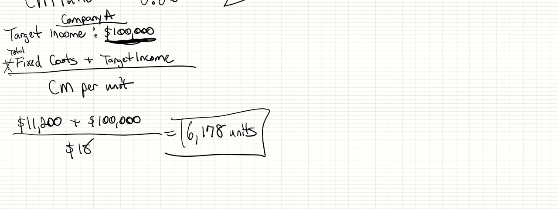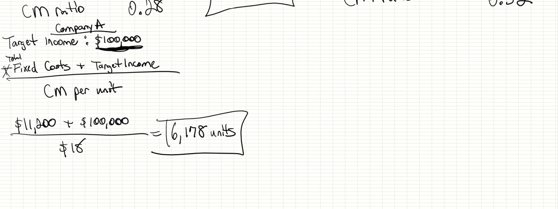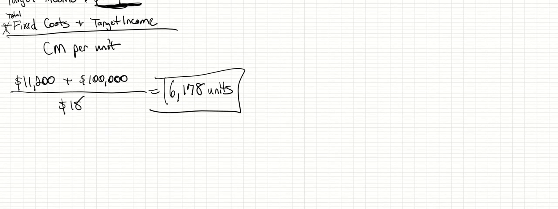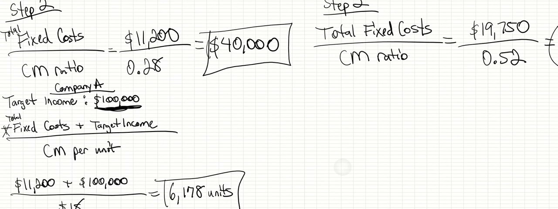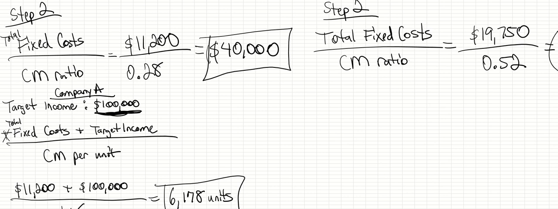Okay, so now we're going to figure out how much in dollar sales needs to be generated in order to achieve this target income of $100,000 for company A. So I'm going to zoom out here so we can see. For step two, in order to figure out the total sales in dollar amount to break even, we have to take the total fixed cost divided by the contribution margin ratio.